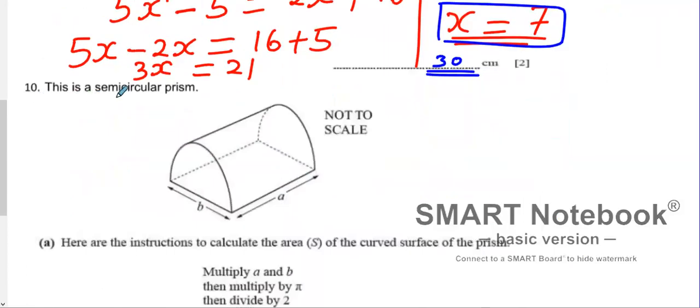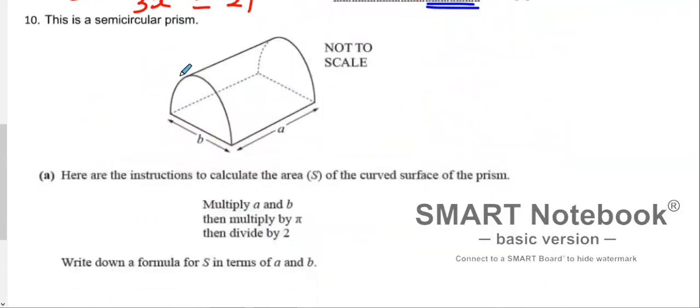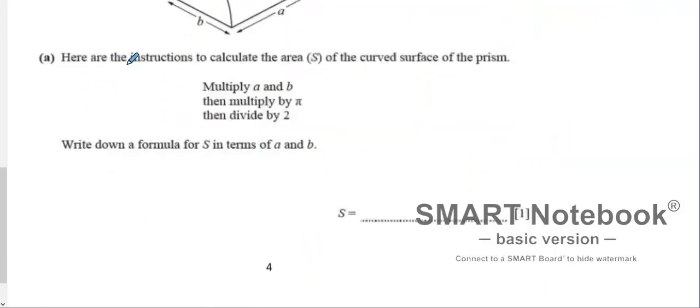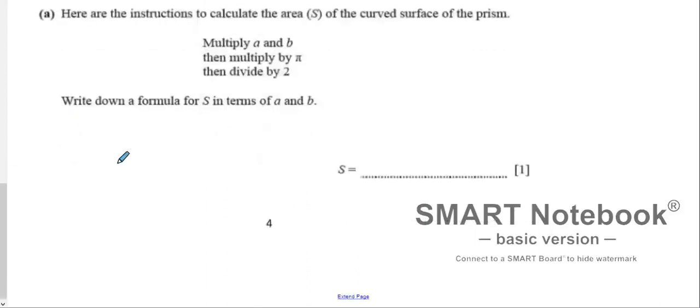Number 10, this is a semicircular prism, okay. We're given a semicircular prism, and here are the instructions to calculate the area S of the curved surface of the prism. We have a couple of instructions here. The instructions are multiply A and B, then multiply by pi, then divide by 2. Write down a formula for S in terms of A and B.